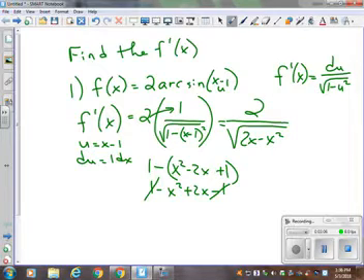Now, if I did this same exact problem with cosine as the arc, the only difference would be a negative on top. Does everybody understand that? Sorry, it's the same formula. Okay.